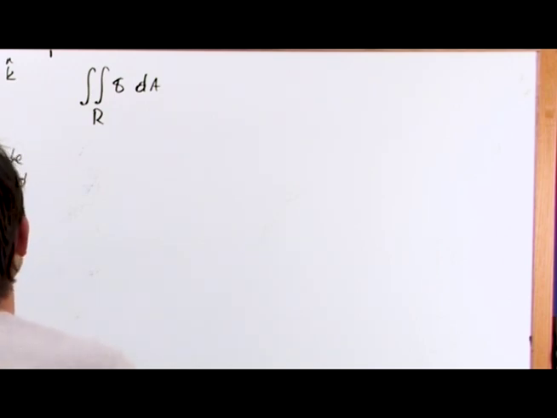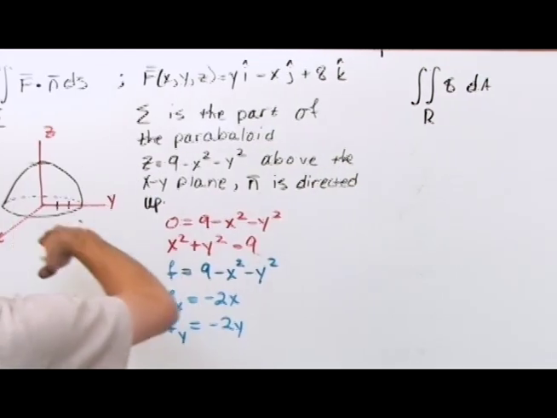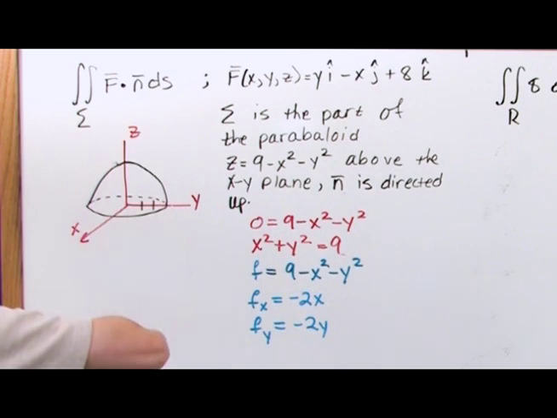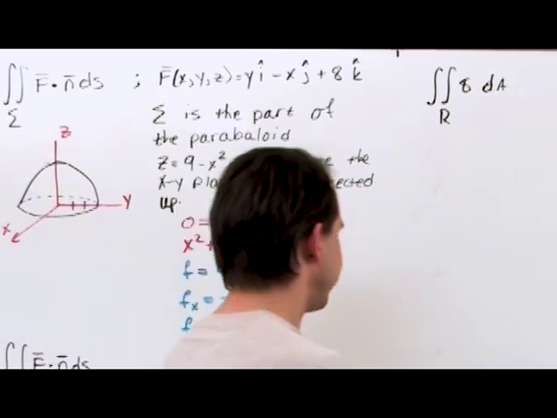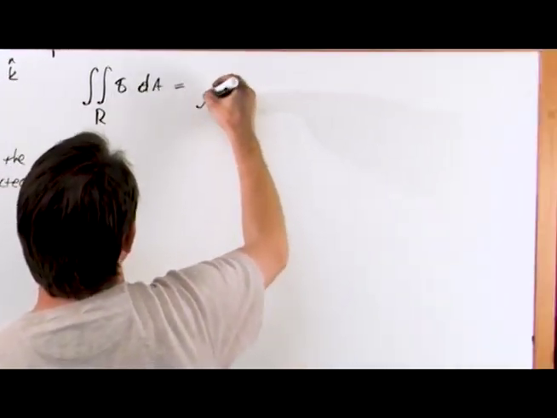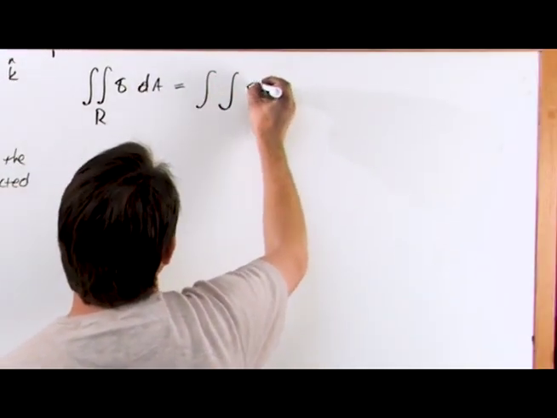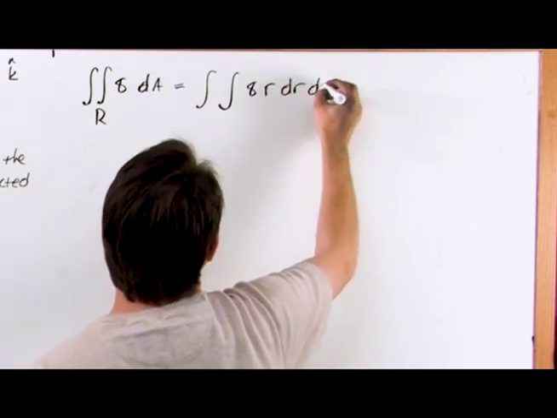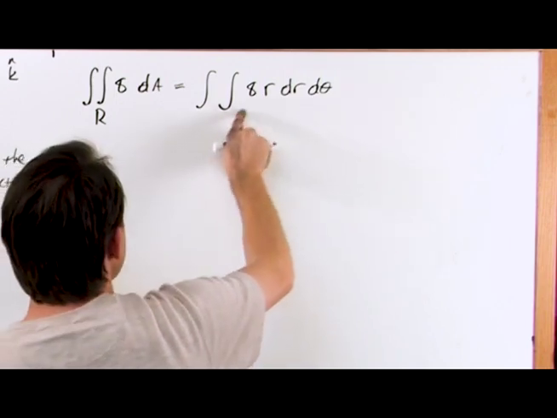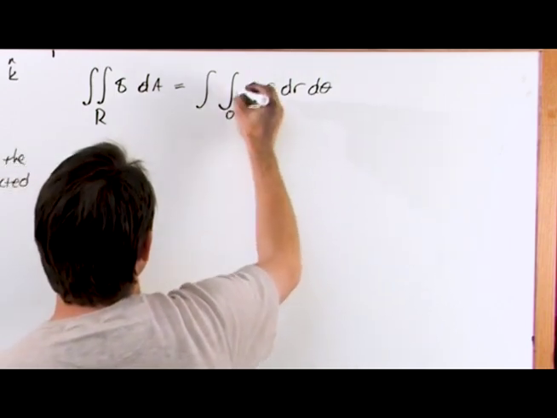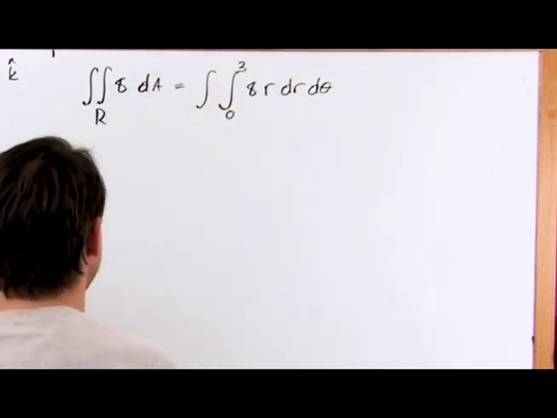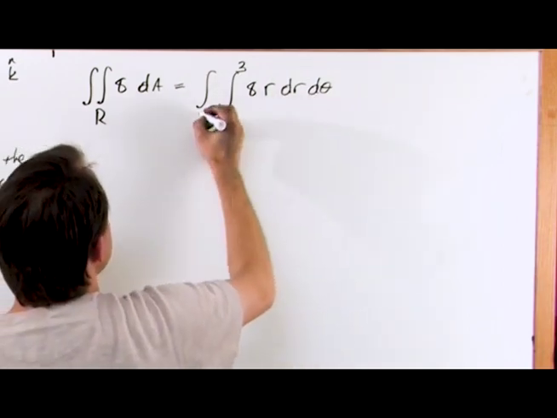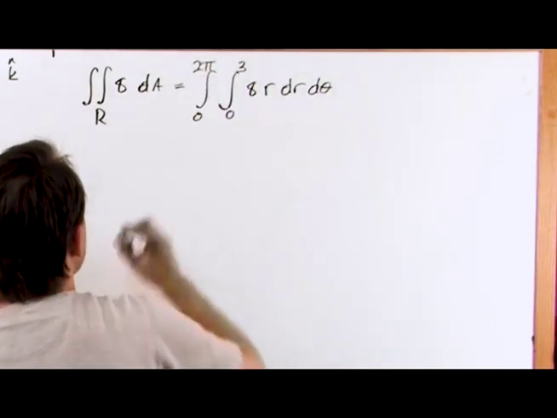But notice that the region R that I'm integrating over in the xy plane is just a circle with radius 3. So of course I'm going to use the polar representation, because it's a circle. I'm going to integrate 8, and anytime you do polar you have to include r dr d theta. The limits of integration in r are going to be 0 to 3 because it's a circle with radius 3, and in theta it's going to be 0 to 2 pi because it's a full circle.